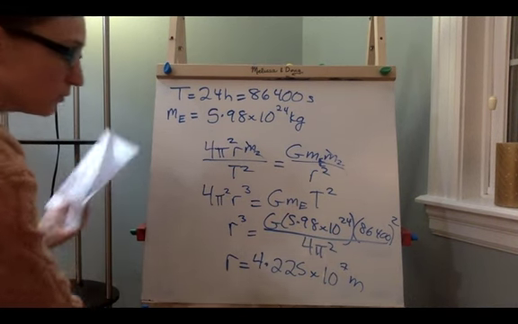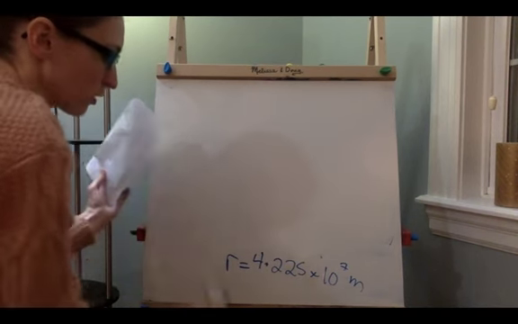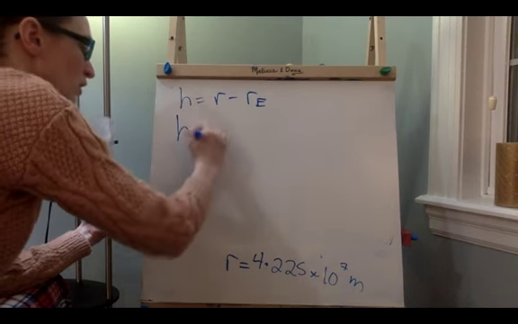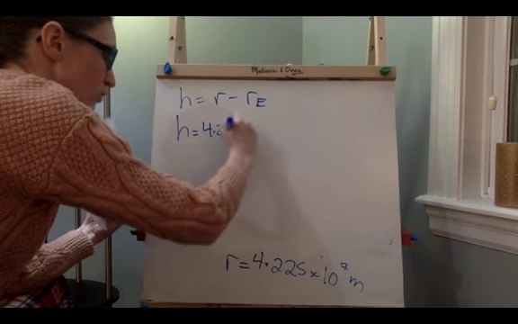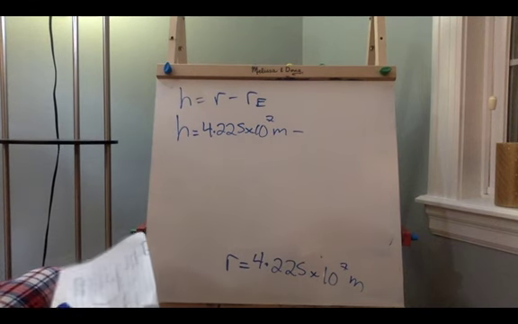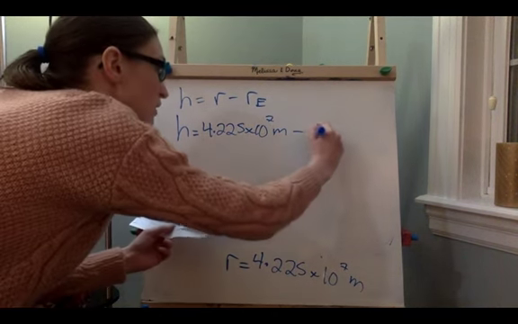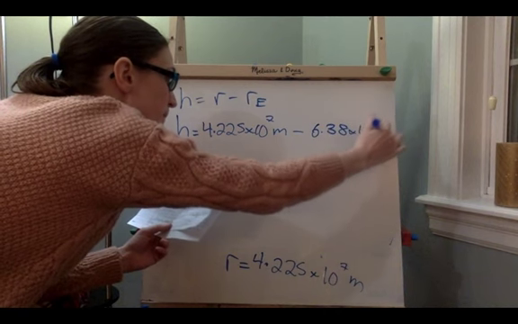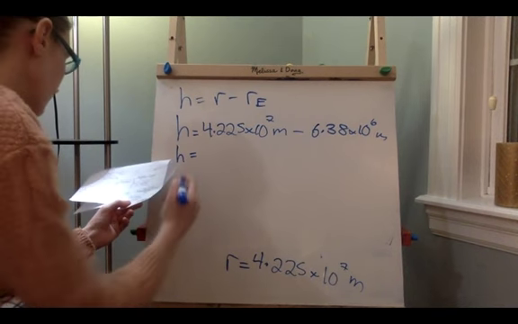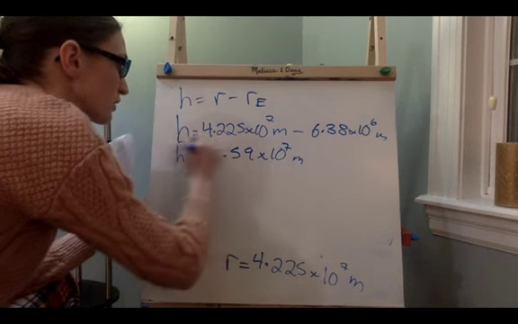So we have to take this value and subtract the radius of the Earth, right? So it's essentially like our height is equal to this radius minus the radius of the Earth. This is our value for our radius, which is 4.225 times 10 to the 7 meters. Radius of the Earth is going to come from our student reference sheet, which ends up being 6.38 times 10 to the 6 meters. We do that subtraction, and we get a value here of 3.59 times 10 to the 7, once you account for sig figs.